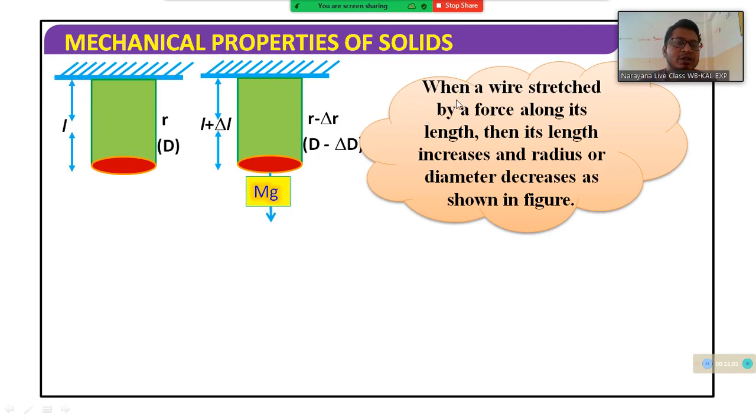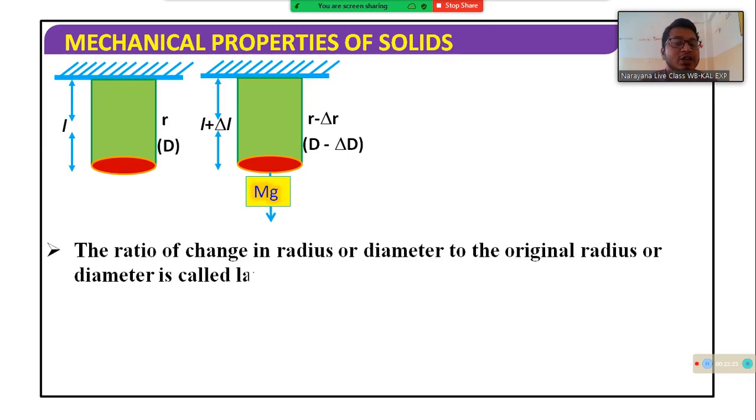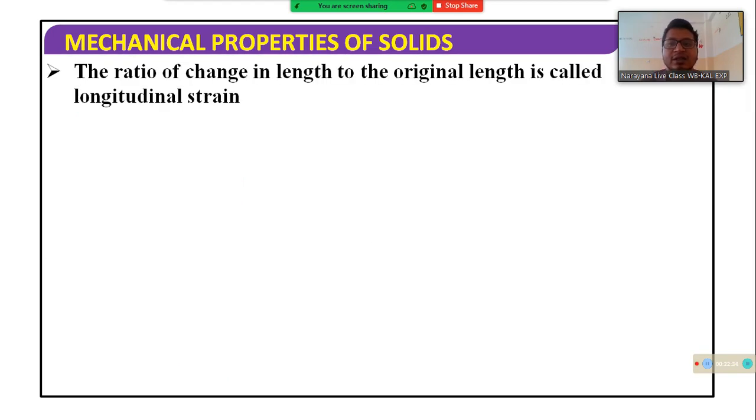When the wire is stretched by applying a force along its length, the length increases and the radius or diameter decreases, as shown in the figure. The ratio of the change of its radius or diameter to the original radius is called the lateral strain. So the lateral strain is the change in radius divided by the initial radius.